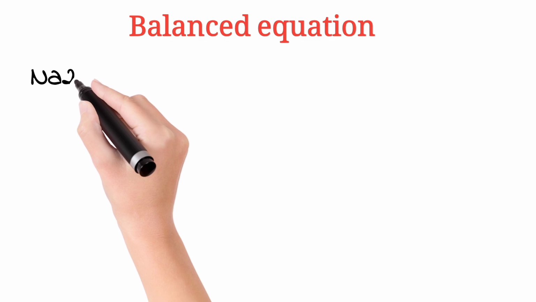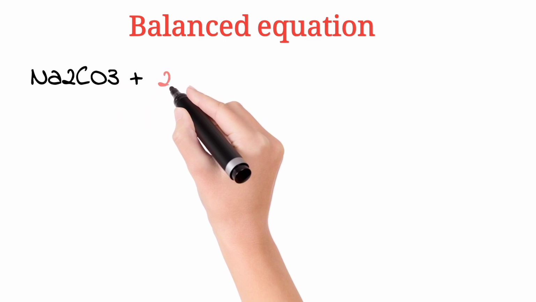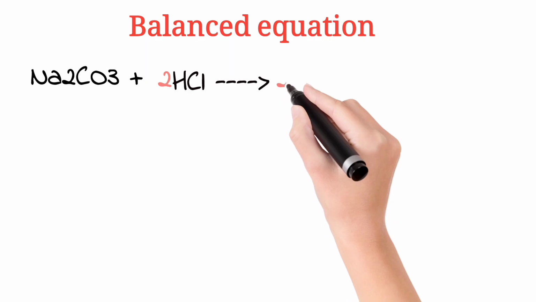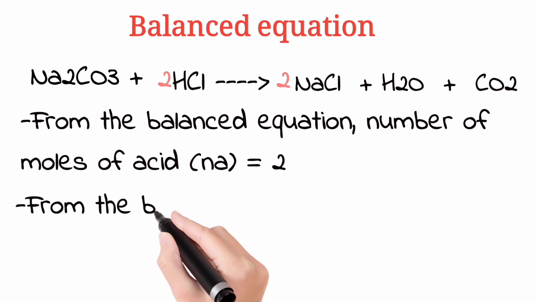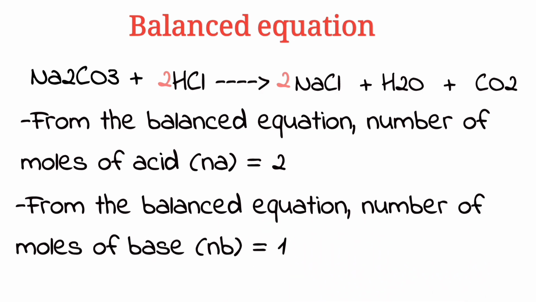So we are going to be writing our balanced chemical equation between sodium carbonate and hydrochloric acid in order to obtain the number of moles of the acid and the number of moles of base that reacted. Let's look at the equation. Sodium carbonate plus hydrochloric acid to give us sodium chloride plus water plus carbon dioxide. When an acid reacts with a carbonate, it gives us salt, water, and carbon dioxide. Of course, we need to balance the equation. So we have to put 2 in front of the hydrochloric acid and 2 in front of the sodium chloride to balance the chemical equation.